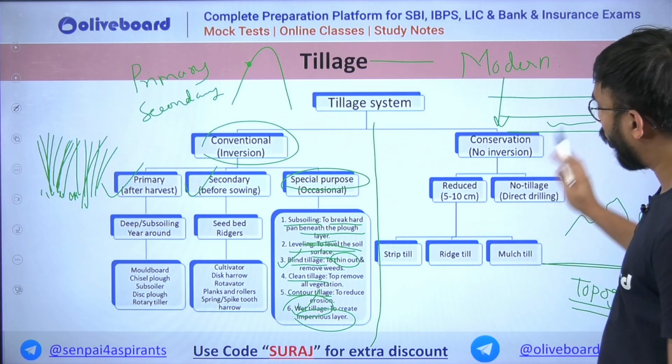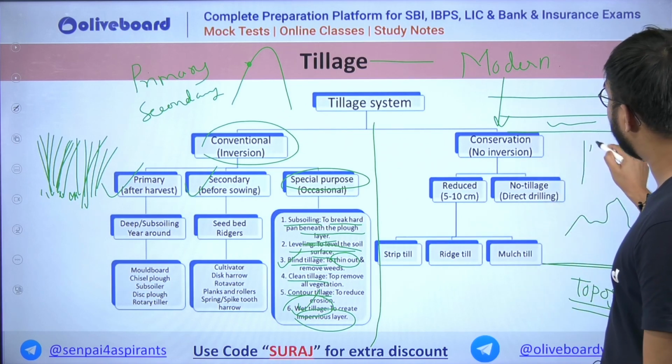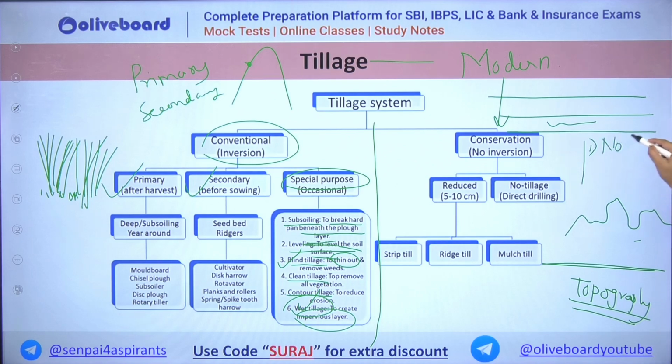So according to the modern tillage, there are three types of tillage activity. First is no tillage, second is zero tillage, and third is conservation tillage.